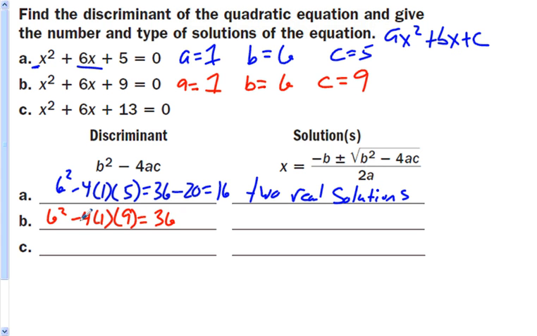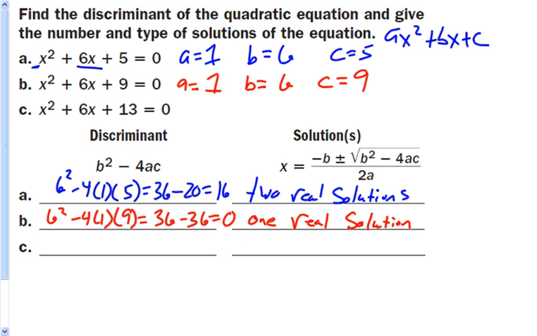And then I have negative 4 times 1 is negative 4, times 9 is negative 36. When you calculate that, you get 36 minus 36, which is 0. So this equation has 1 real solution. So the number would be 1 solution, the type would be real solution. So it's got 1 real solution.